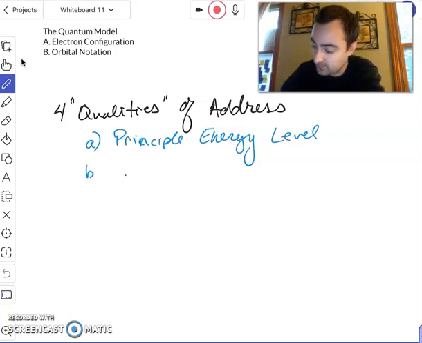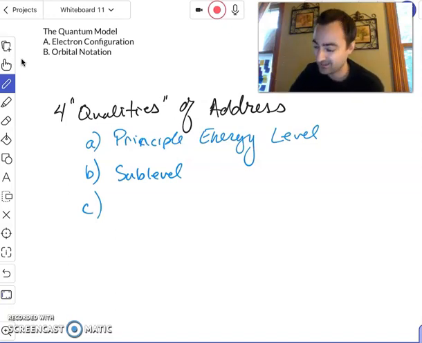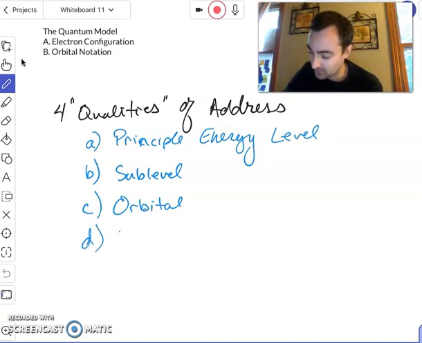The second quality we can use is to describe its sublevel. There are different sublevels within a principal energy level. The third property that describes where or how much energy an electron has is which orbital it is in. And the last quality is called magnetic spin.